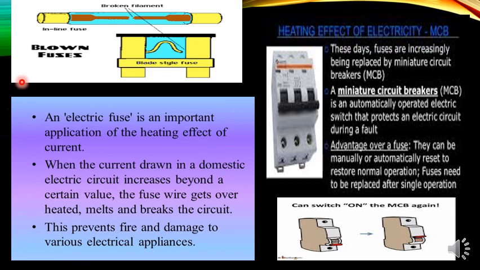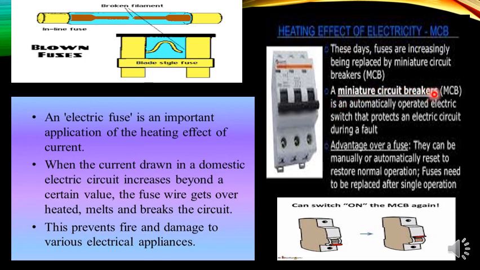So now we all know what is the use of electric fuse. An electric fuse is an important application of the heating effect of electric current. When the current drawn in a domestic electric circuit increases beyond a certain value, the fuse wire gets overheated. It melts and breaks the circuit. This prevents the fire and damage to the various electrical appliances. But these days, electric fuse is replaced with MCB, which is called miniature circuit breakers. MCB is the abbreviated form of miniature circuit breakers.